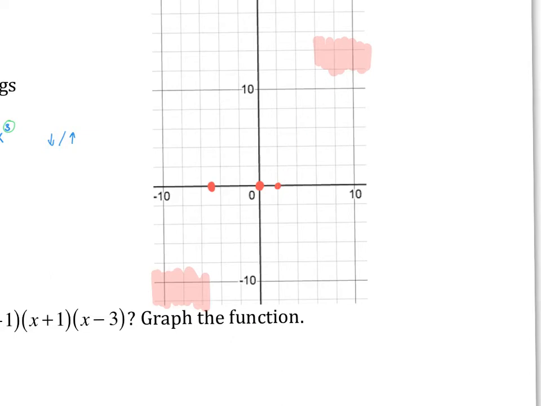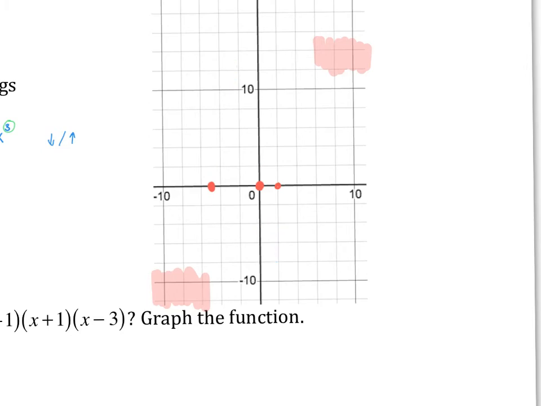So the real question is, how far up does it come between these two zeros? And how far down does it come between these two zeros here? We don't know the behavior inside. We do know where it crosses, and we do know where it starts and ends, but we don't know some of the details in between.